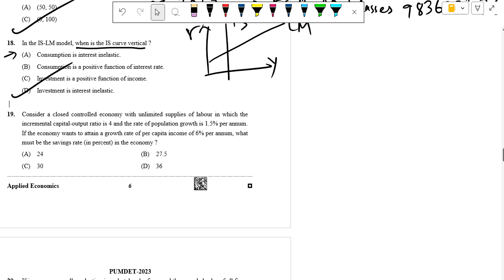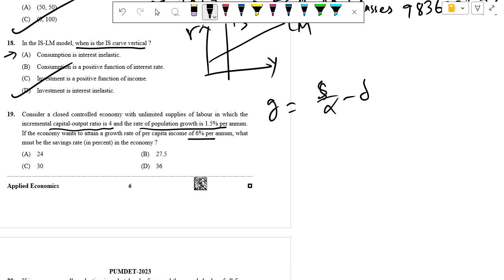19. Next question, Solow growth model based question. The capital output ratio is 4. The rate of population growth is given. The economy wants to grow per capita income at 6%. What must be the savings rate? Very nice. So the steady state rate of growth per worker, g equals s by alpha minus delta.